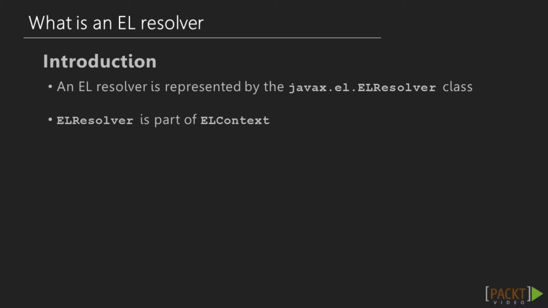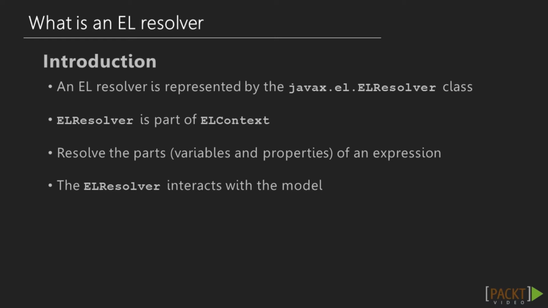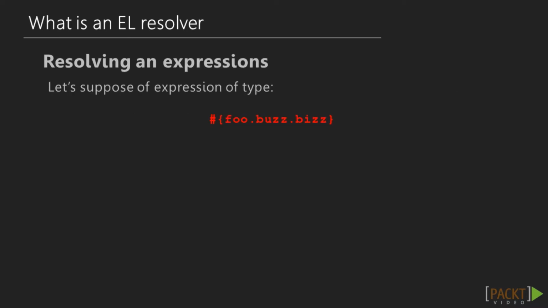As the name suggests, the main goal of EL resolvers is to resolve expressions, or, in other words, to turn expressions into object references. In order to resolve expressions, the JavaServer Faces EL resolvers access the model, which consists of managed beans, implicit objects, and so on. So let's suppose that EL resolvers must resolve an expression like this.